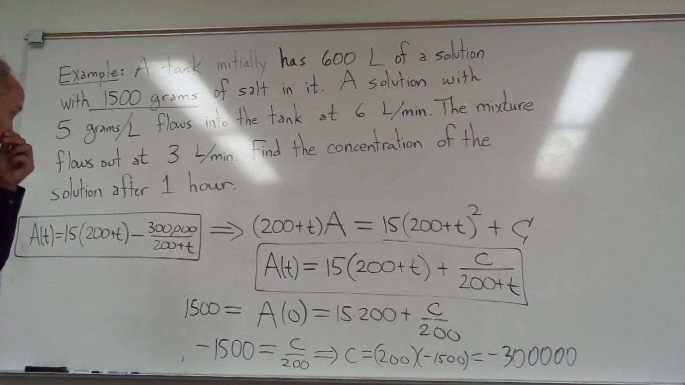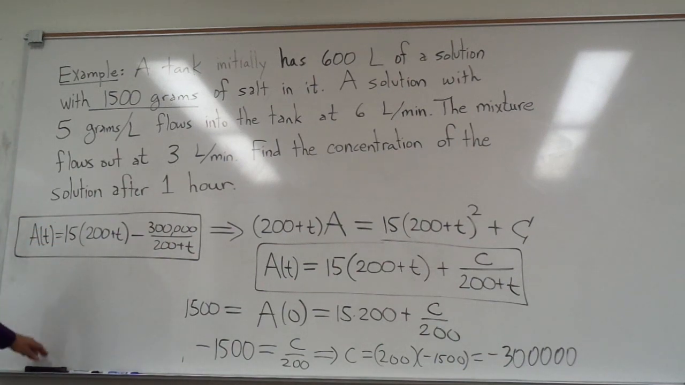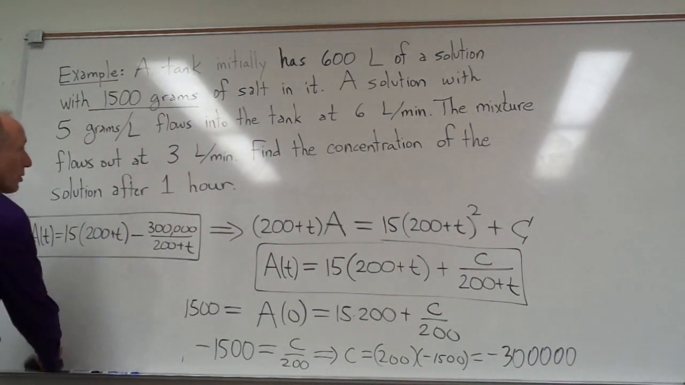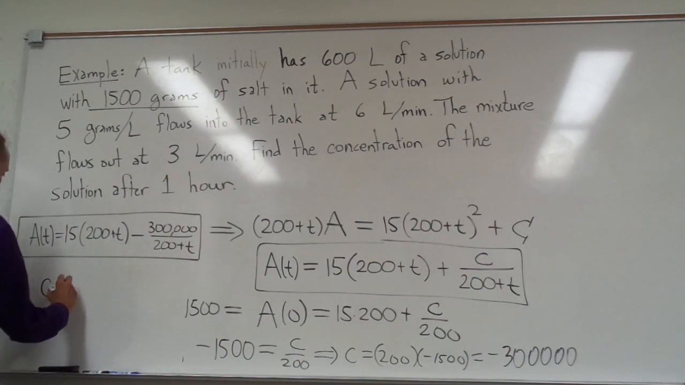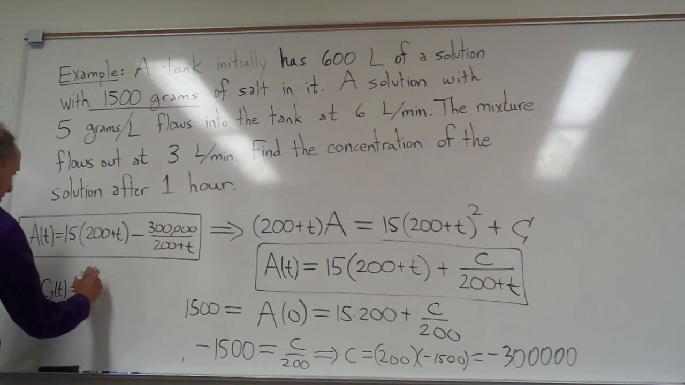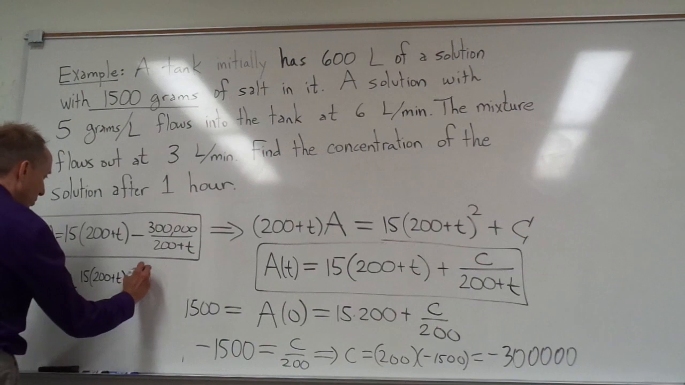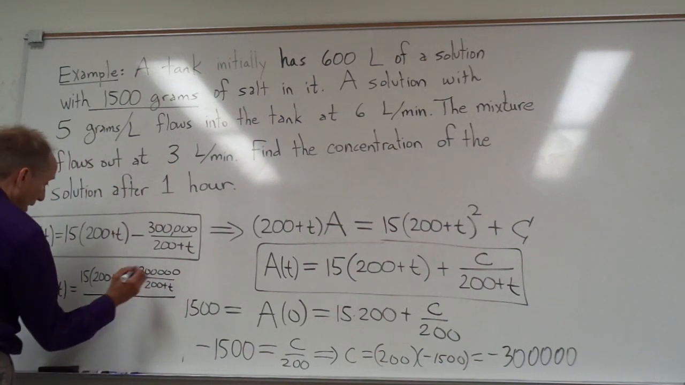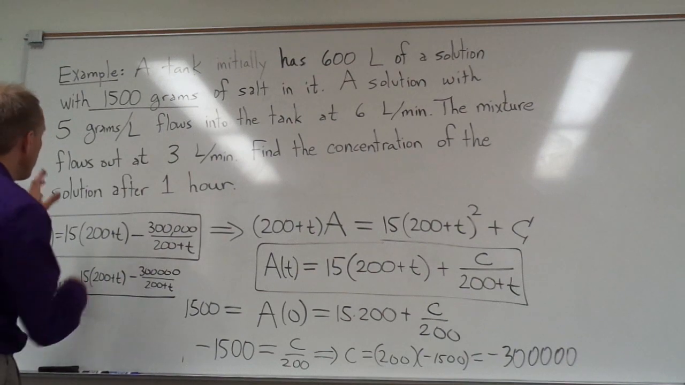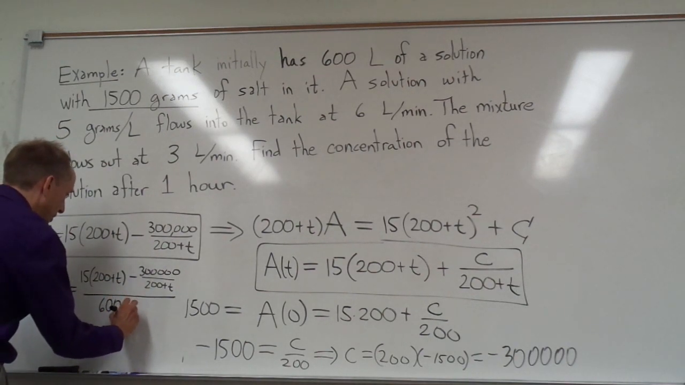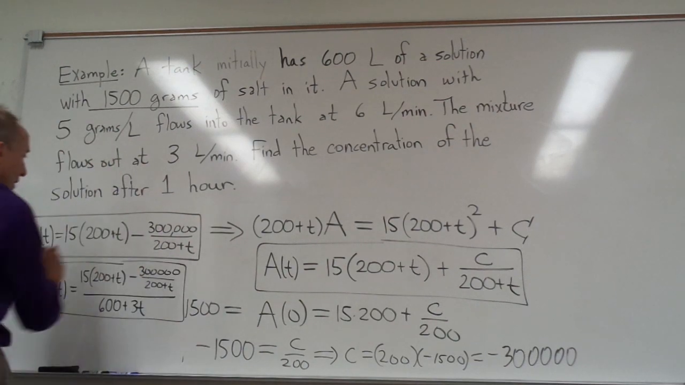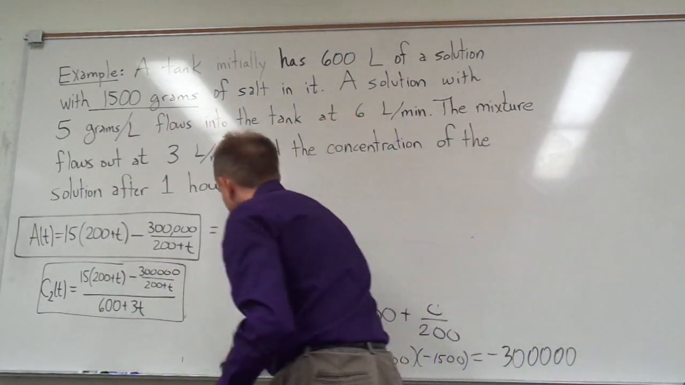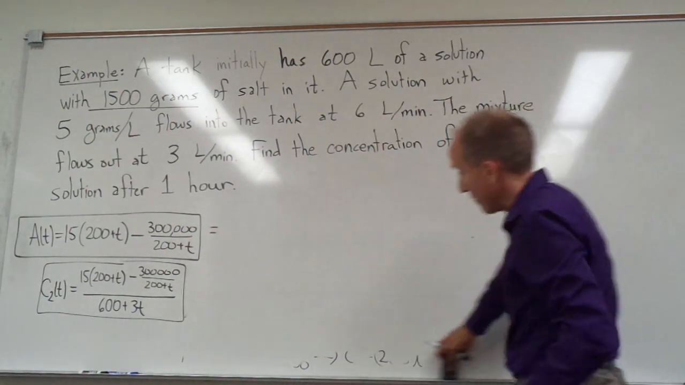All right. So from there, we have the amount of the chemical, but we have to read the question very carefully. It says find the concentration of the chemical. So the concentration, remember, is the C2 of t. And for that, we have to take the A of t, which is 15 times (200 plus t) minus 300,000 over 200 plus t. And we have to divide that by the volume. And the volume in the tank, if you remember, we wrote it down earlier, it was 600 plus 3t. So this is actually the concentration at any time t. Okay, and now we just simply have to figure out what the time is that we're supposed to use. And that is after 1 hour.